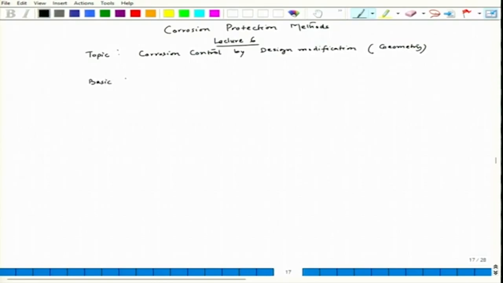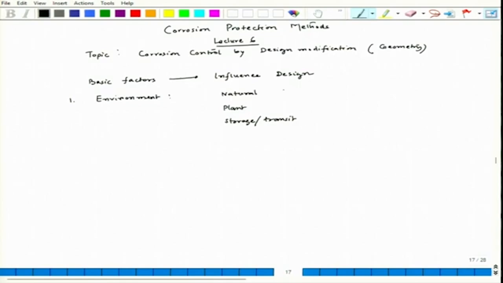Now, let us list down some of the basic factors which can influence design. Let's talk about environment. When you talk about environment, it can be natural, it can be plant environment, or it could be the environment a material experiences when it is stored, in storage, or during transit. Now, let's say in natural environment, let us say air movement.